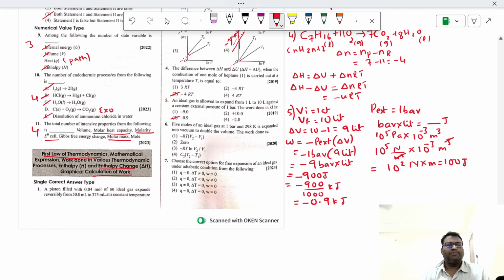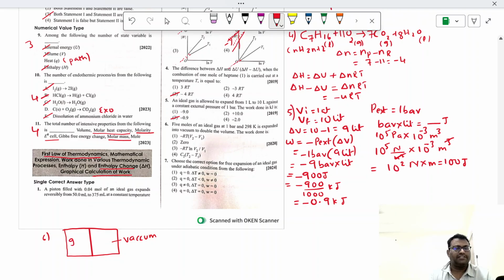Next, coming to question number 6. In question number 6, 5 moles of an ideal gas at 1 bar pressure and 298 Kelvin is expanded into vacuum. For example, there is gas here. This is vacuum. Vacuum means the space where nothing is present. No air, nothing.